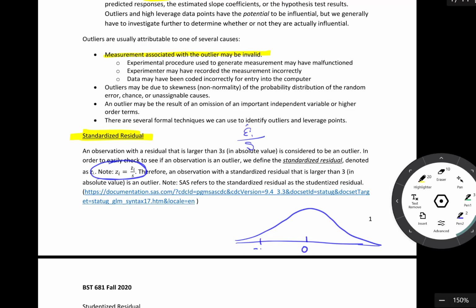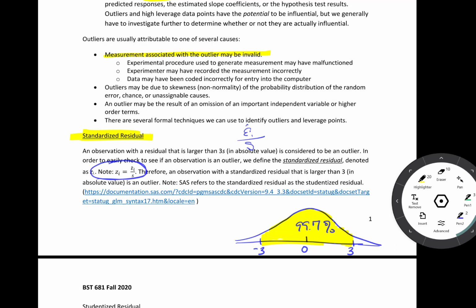Now, one of the things that you learned in your intro stat course was what is called the empirical rule. And if you'll recall, the empirical rule tells us that if we have a standard normal curve, between -3 and 3 is 99.7% of the observations. So for this reason, if we end up with a standardized residual greater in absolute value than 3, that would be unusual because we know the majority of the data should be between there, and so that's evidence that it could be an outlier.